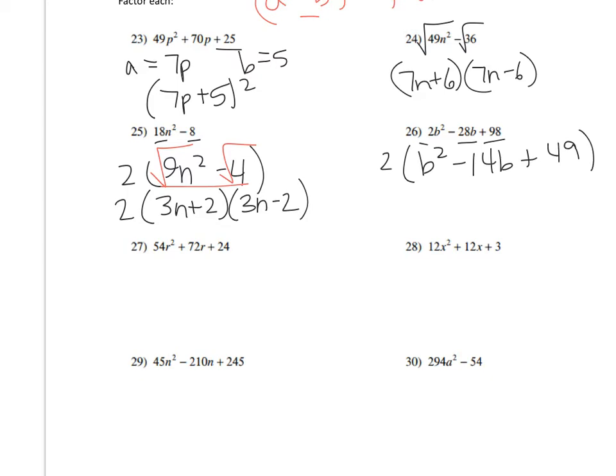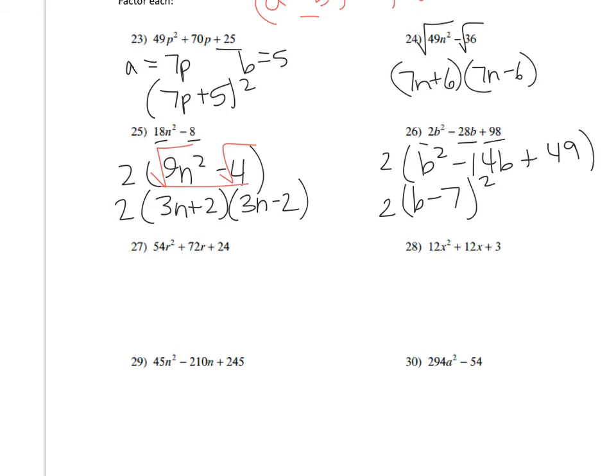Because there's not a number in front of b squared, the coefficient is just 1. I'm going to see if I can find factors of 49 that add up to negative 14. In this case, it's negative 7 and negative 7, which is a perfect square. So I can write it like this. Don't forget to keep your 2 on the outside of your answer. That's really important that you keep the 2.